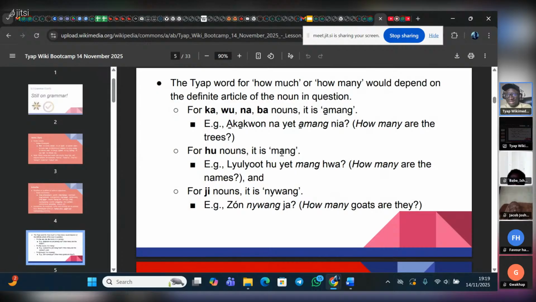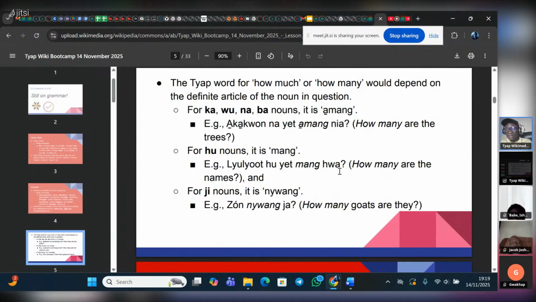You use the word man instead of a man. For example, you have this very sentence: Liliot who yet mankwa. Liliot who yet mankwa. How many are the names? And then we also have, for the G nouns, we use the word nyang.